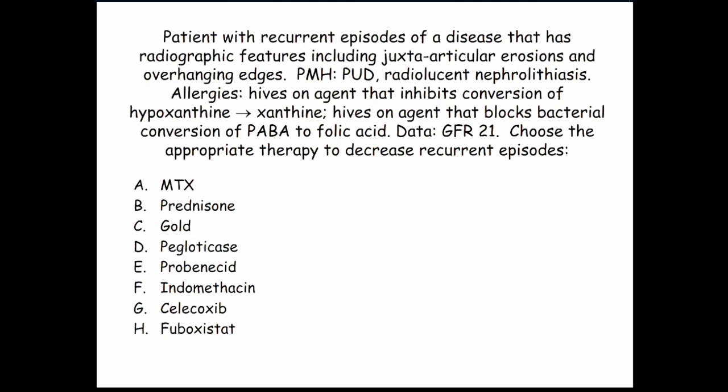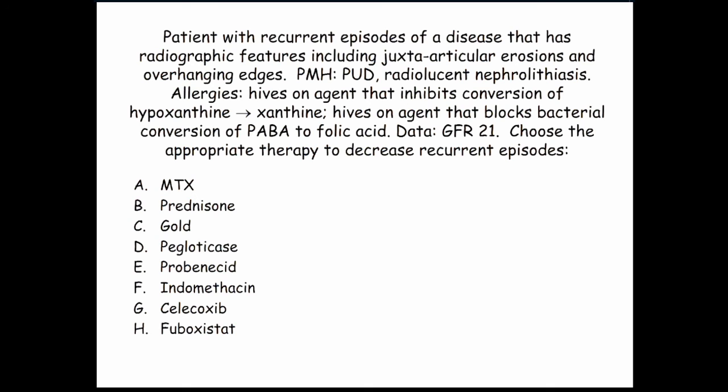So on a gout question, do they give you peptic ulcer disease? What drug aren't you choosing? A non-steroidal. You can do the strike-through on that one. There's your radiolucent nephrolithiasis, so that's a contraindication to probenecid. You can do a strike-through on that one. Allergies, hives on agent that inhibits conversion of hypoxanthine to xanthine. Obviously, they would never say it that way, but they will talk in some other bizarre language. So that's your contraindication to allopurinol, or they didn't give you allopurinol, they gave you the other one, febuxostat, because that may not be as fresh on your brain.